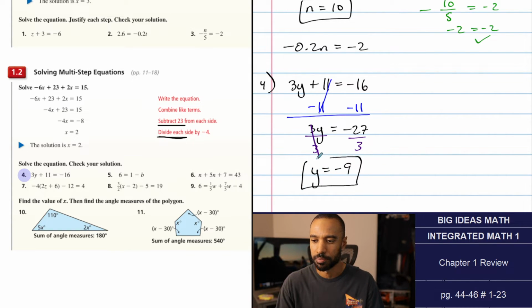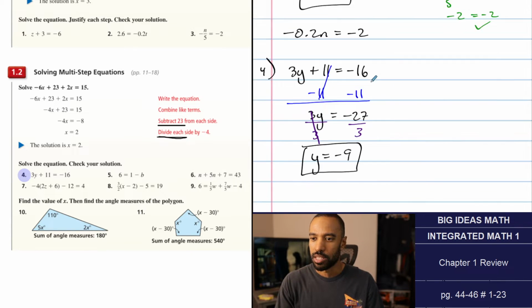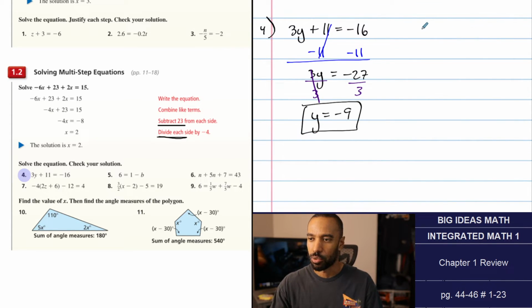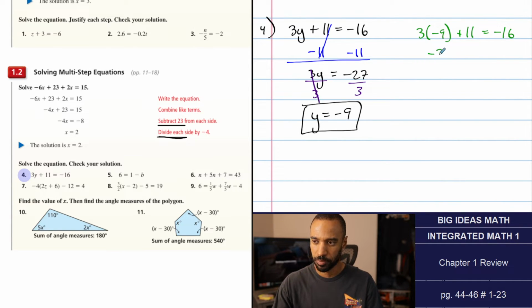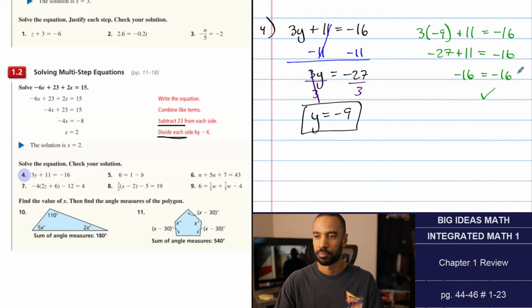Then we have y equals negative 9. If we substitute negative 9 back into the original equation, we get 3 times negative 9 plus 11. Compare it to negative 16. This is negative 27 plus 11, and negative 27 plus 11 is negative 16. Negative 16 equals negative 16. We're all good.